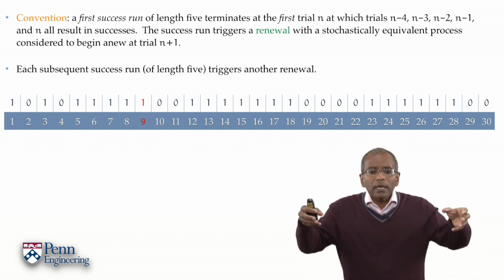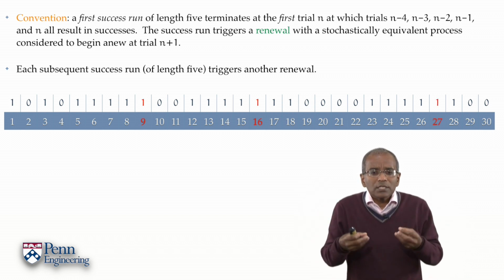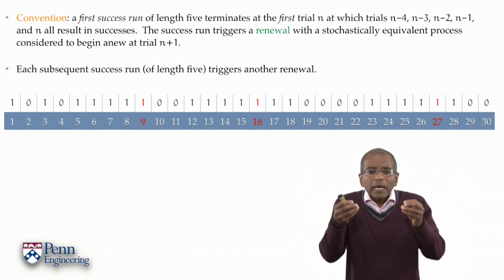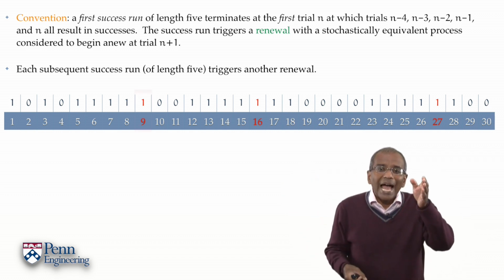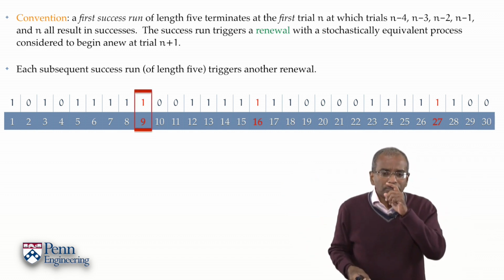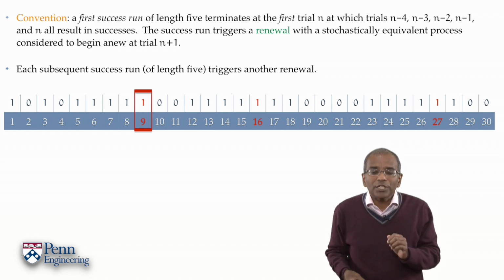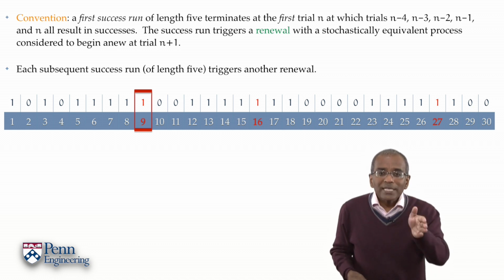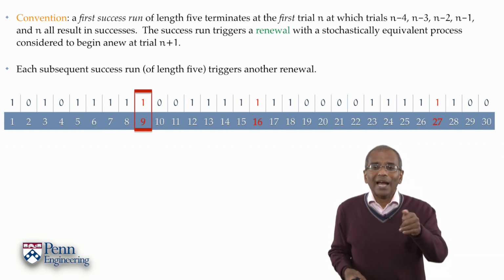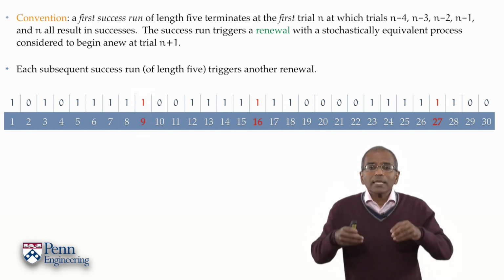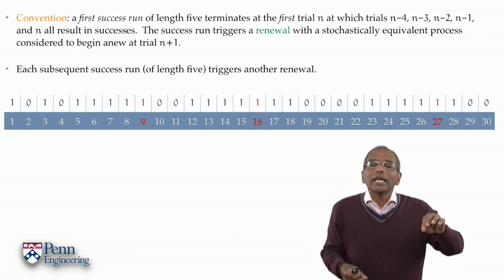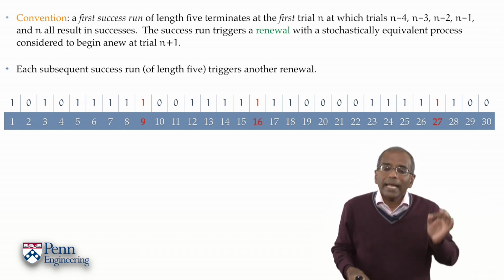Here visibly, now marked in red, is an example of what I mean. The first success run of length 5 occurs at trial 9. Now, and this is critical, we reset the clock, if you like, at trial 9. We say we have a renewal, and it's as if we begin the coin tossing anew with trial 10.